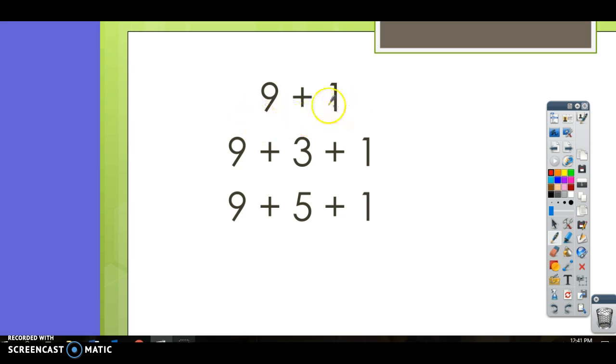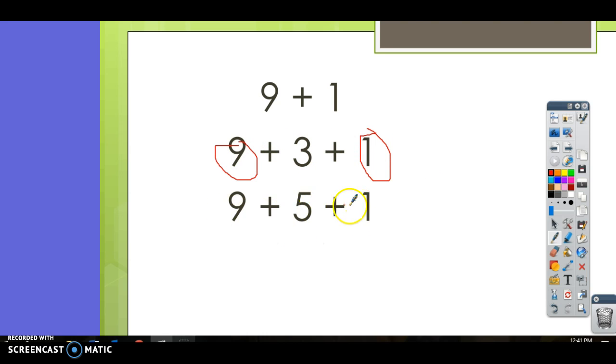So if they know 9 plus 1 is 10 as soon as they see it, when they get to a harder problem such as this, they can automatically go, oh, I'm going to add the 9 first and then the 1. So I'll add my 9 and 1 to get 10. Then all I've got is my 3. That's a fast 10. 10 plus 3 is 13. So 9 plus 3 plus 1 would be 13.